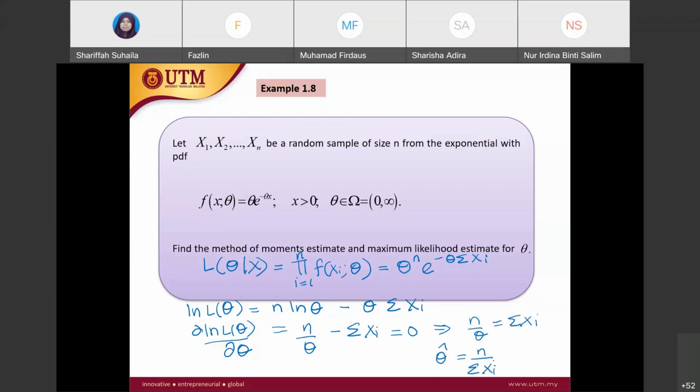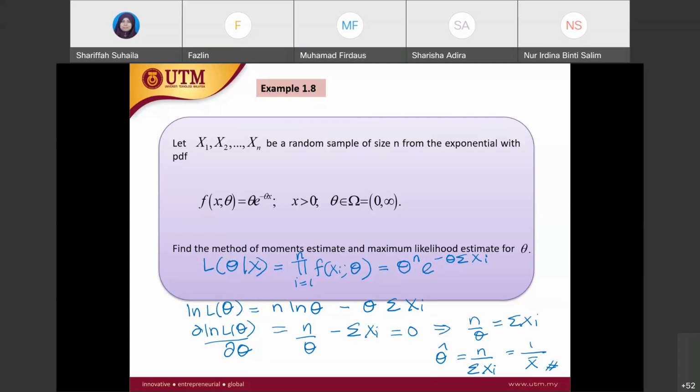Tapi takkanlah kamu nak tinggal jawapan kamu dalam bentuk macam ni. Cantikkan jawapan kamu tu. So kita ada 1 over x bar. Sebab kamu dah tahu kalau summation xi over n, of course, your x bar. So find an alternative way how you can write your solution, supaya it more representable. Okay. So you have here theta hat is equal to 1 over x bar.